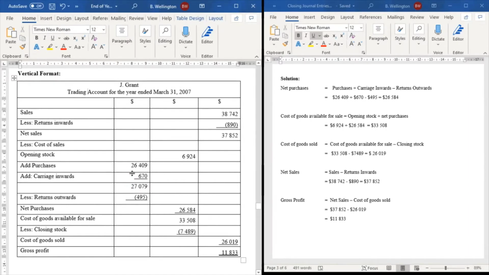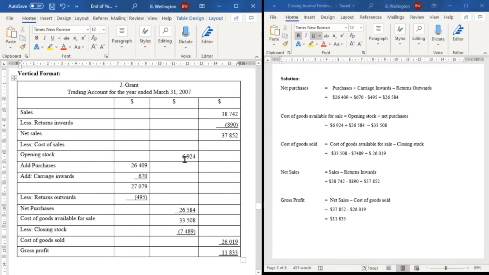So with the vertical style, we're starting with sales. We're taking out the returns inwards to arrive at our net sales, and we keep that in the outside column so it will be easy for us to subtract our cost of sales from it with nothing coming in between. Okay? Now, let us calculate our cost of sales.